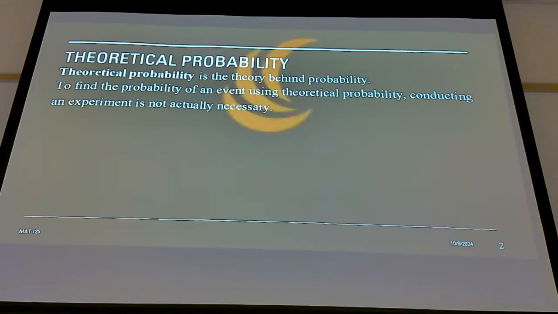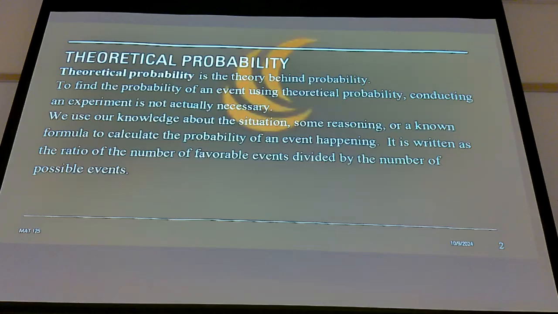To find the probability of an event using theoretical probability, doing an actual experiment is not necessary. We just use knowledge about the situation, some reasoning, some critical thinking, known formulas, a combination of all of it, to calculate the probability of an event happening. It is written as the ratio of the number of favorable events divided by the number of total possible events.